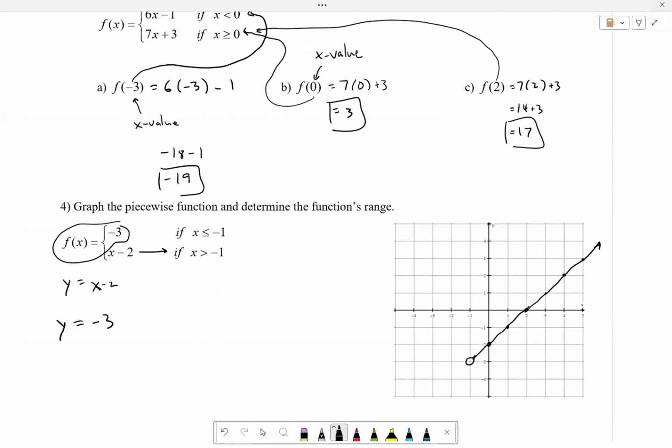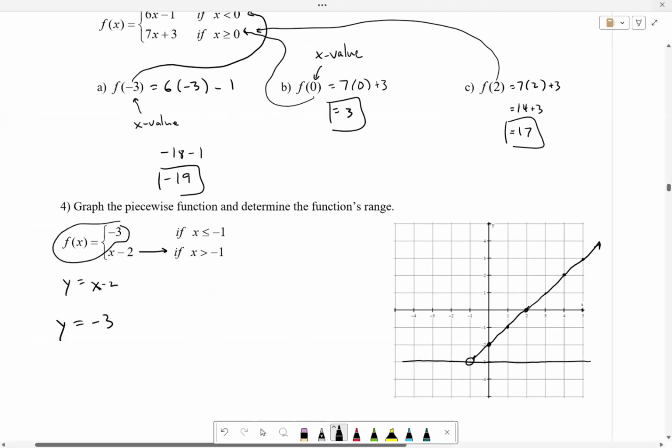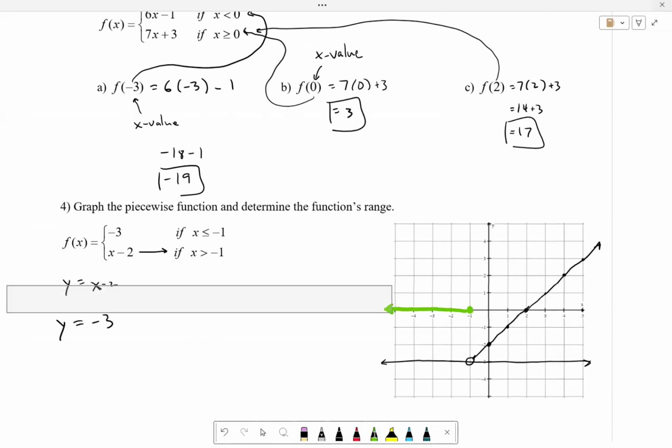It is a horizontal line. So normally we would graph this entire thing. Y equals negative 3 would be the whole thing. But as this piecewise function says, we're only using that line if x is less than or equal to negative 1. So now I'm going to look at this part of the x-axis, right? Less than or equal to negative 1. And I'll keep the line y equals negative 3. What's that box doing there?